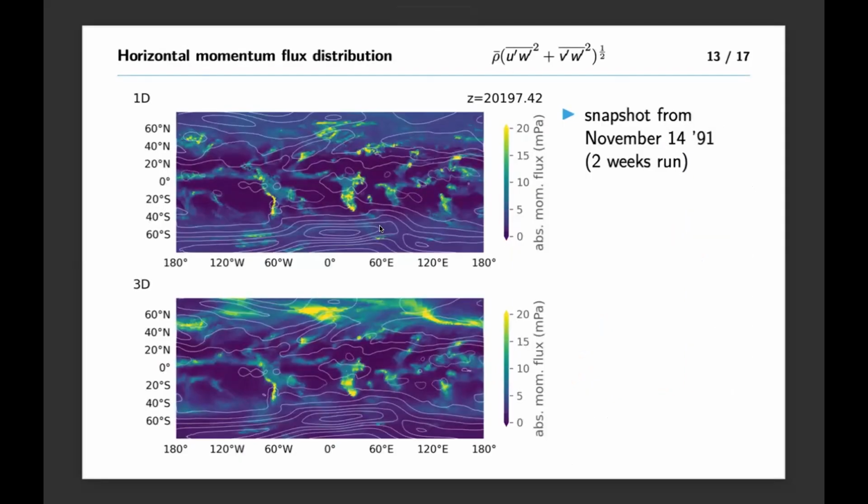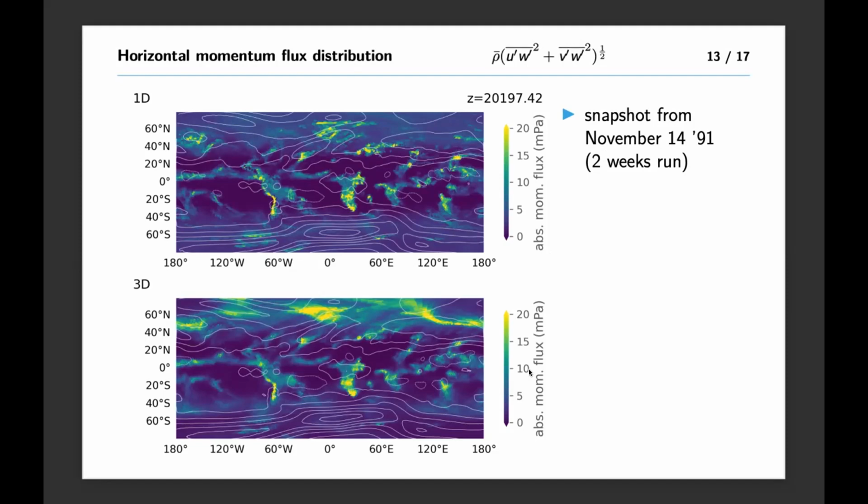Now let's look at the horizontal momentum flux distributions, and that's particularly interesting because we don't get that, or it's very hard to analyze this from high resolution models. What you can see here is the top panel for the 1D version, the bottom panel for the 3D version. And there's a couple of differences I'd like to highlight.